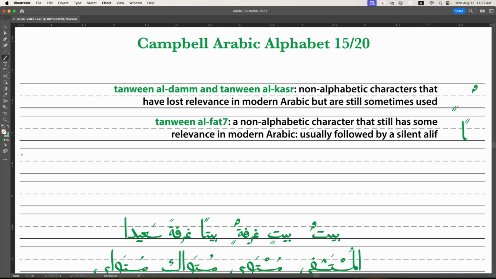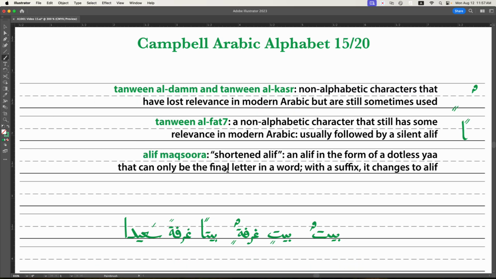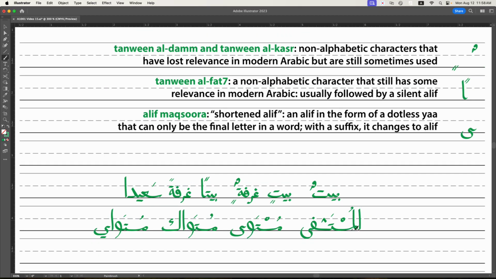So then we'll turn to, excuse me, that was the wrong one. We will turn to alif maqsura. Alif maqsura means shortened alif, and it's an alif in the form of a dotless letter ya. And it can only be the last letter in a word, like ta marbuta. So it looks just like a dotless letter ya, shouldn't present you a problem there. However, you'll see it a lot at the ends of words. So I've written a couple of examples down here.